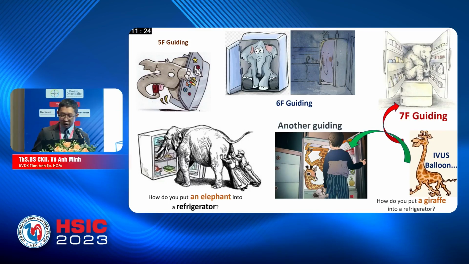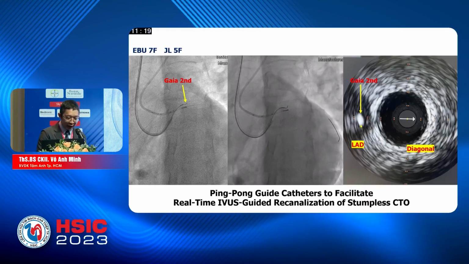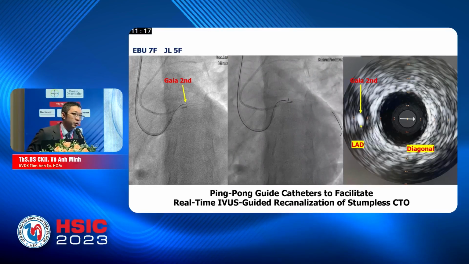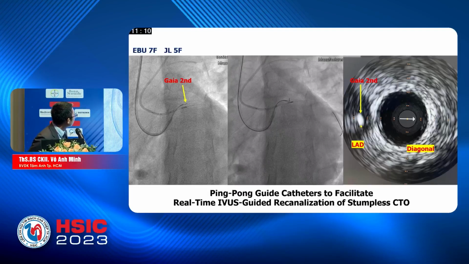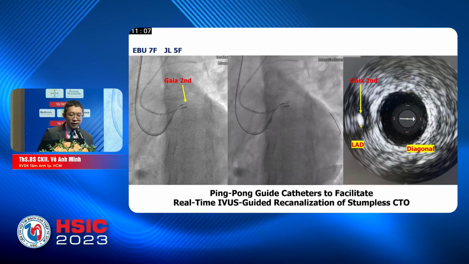We have another guiding catheter. So in my case, we use the double catheter. We use another guiding catheter to use the real-time IVUS. From the left radial, I approach with the JL 5 French, and from the right radial, I use the EBU 7 French to do the real-time IVUS. In this case, the lesion, according to the CT scan and the IVUS, is not too calcified. The length is around 20 millimeters.